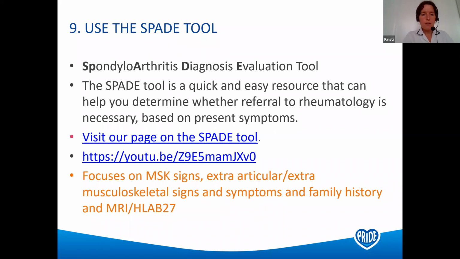You can go onto a YouTube link that's got wonderful specialist rheumatologists in axial SpA talking about the SPADE tool and how it's been developed and how it should be used. This tool focuses on your MSK signs, not just what patients feel, so not just the felt signs and symptoms, but all of the things we've talked about so far: your MSK signs, your 3 extra-articular signs, family history, and it also asks if they've had an MRI and if they've had the HLA-B27. I'll talk a little bit more about HLA-B27 in a minute, but on we go.